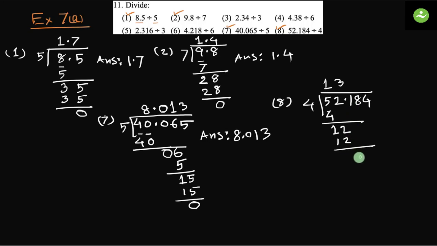Bring down the next digit, 1. Before you bring down, see there is a decimal point. Put the decimal point in the quotient and then bring down the next digit. This is 1. Does it divide? No, because it is smaller than 4. So before you bring down the next digit, put a 0 here. We must be careful when we write the digit. We shouldn't cover the next digit's place. So when we bring down the next digit, we put a 0 here because 1 was smaller.